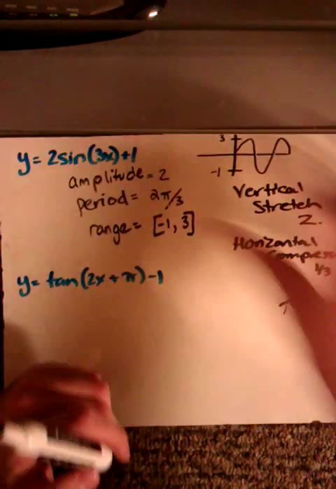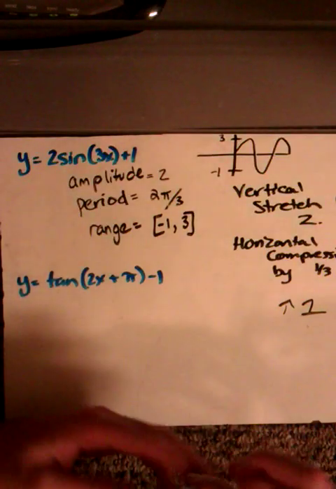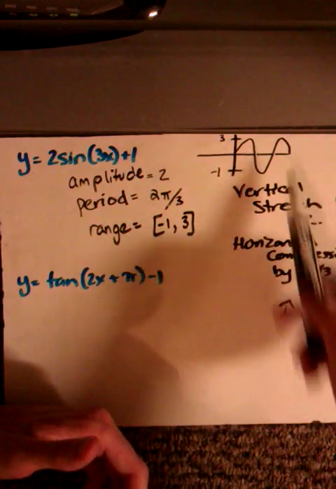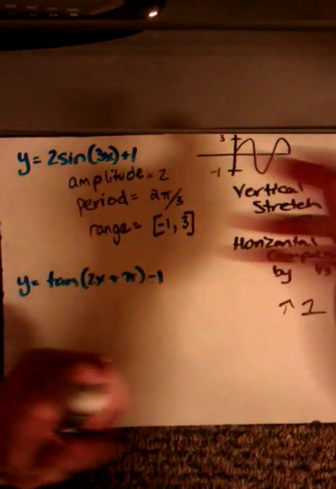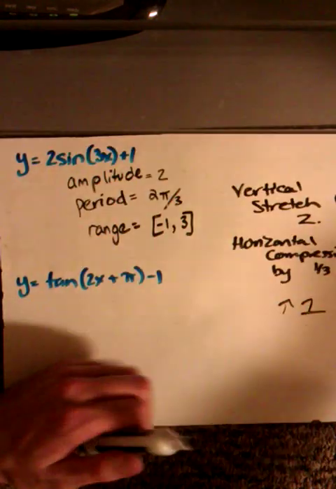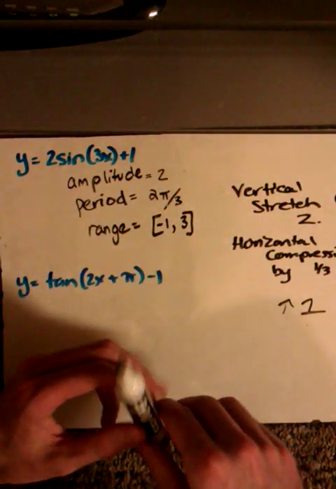So that's what I was kind of looking for when you were doing the sine problem. This is: tell me the amplitude, the period, the range, and then tell me what the translations were on the graph. You don't actually have to sketch a graph, and it may help you if you draw a little picture to get the other values here.